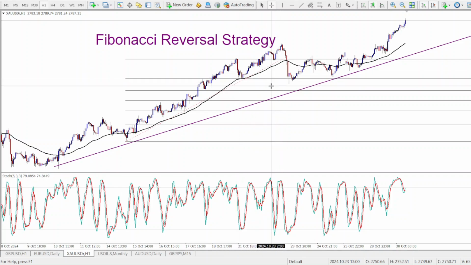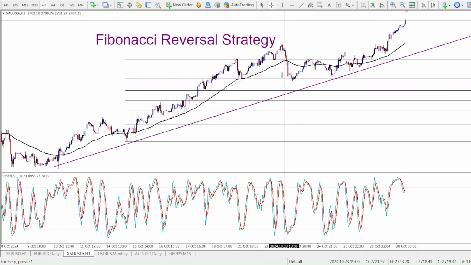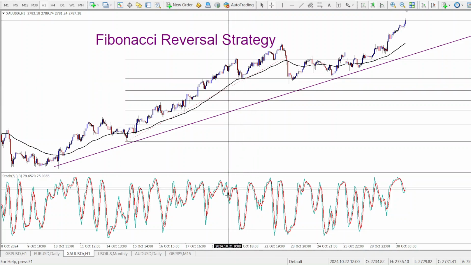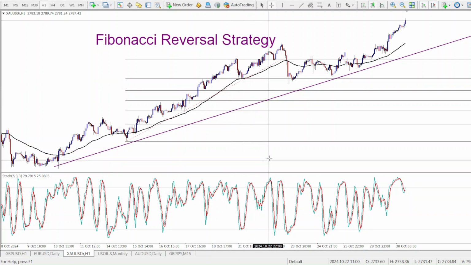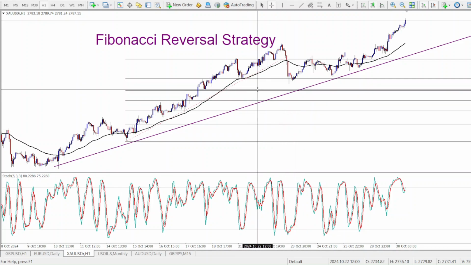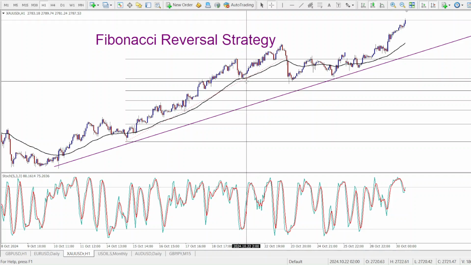Then you can look for a confluence. If the Fibonacci level aligns with support or resistance or other indicators, like we see it aligned with the moving average and the stochastics, it adds weight to your analysis. Then you can also watch out for candlestick patterns at those levels for confirmation. So that's it. The Fibonacci reversal strategy is an amazing way to refine your entry and exit points.